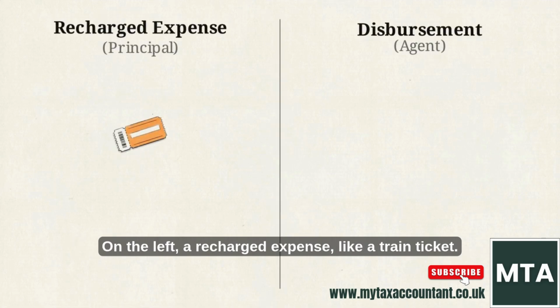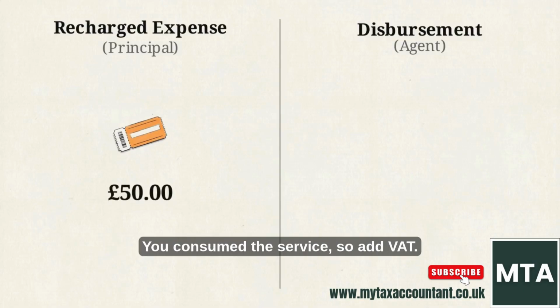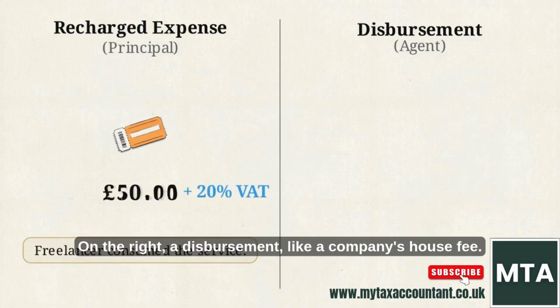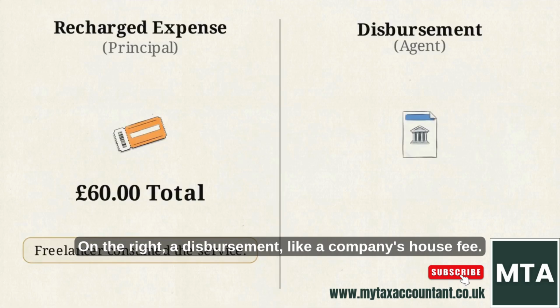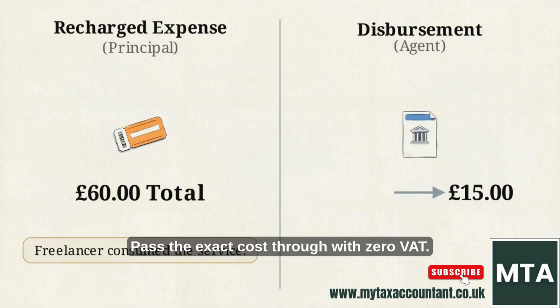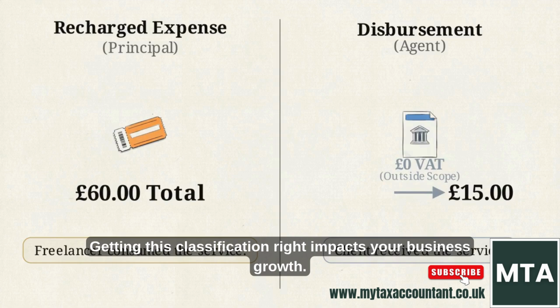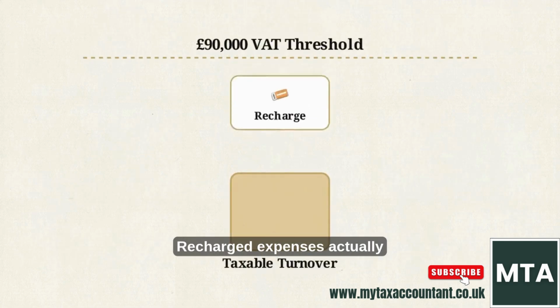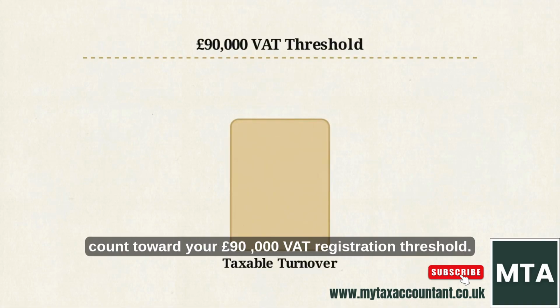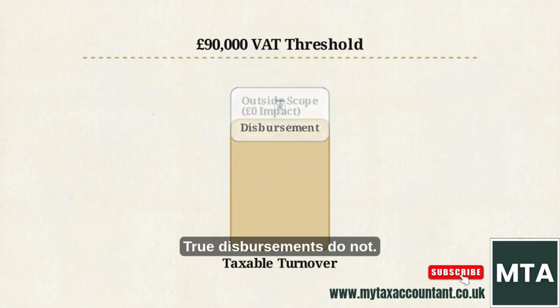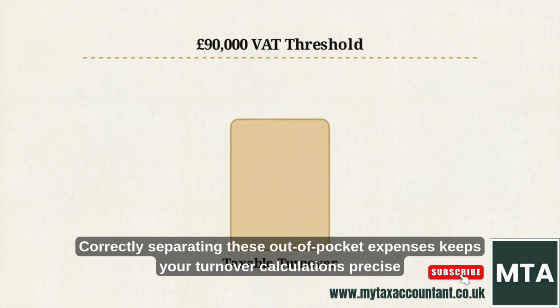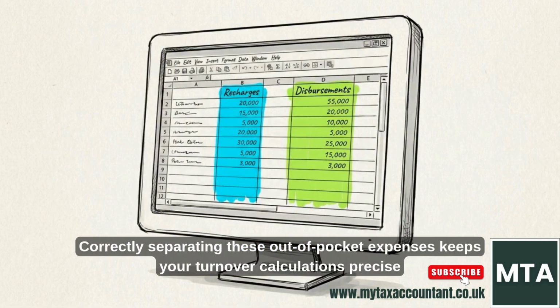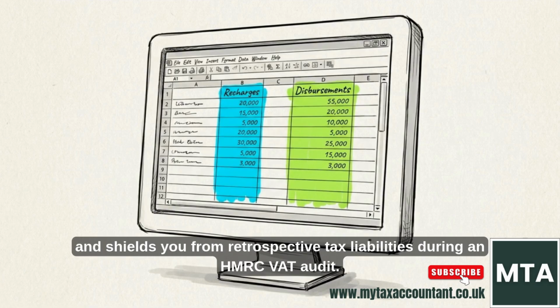On the left, a recharged expense, like a train ticket. You consumed the service, so add VAT. On the right, a disbursement, like a Companies House fee. Pass the exact cost through with zero VAT. Getting this classification right impacts your business growth. Recharged expenses actually count toward your £90,000 VAT registration threshold. True disbursements do not. Correctly separating these out-of-pocket expenses keeps your turnover calculations precise and shields you from retrospective tax liabilities during an HMRC VAT audit.